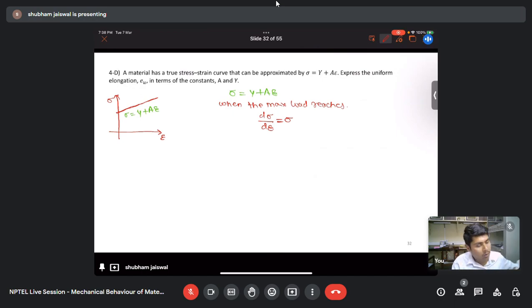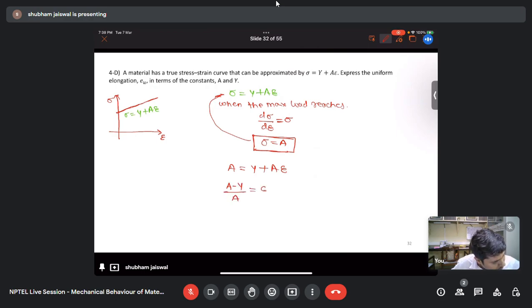Now if we take the derivative of sigma, of the given equation, with respect to the strain, what we will get is d sigma upon d epsilon equal to a. If we put this value in this equation, we'll get a equal to y plus a epsilon. If we rearrange, it will be a minus y upon a equal to epsilon. Is it not? So this will be 1 minus y upon a equal to epsilon.